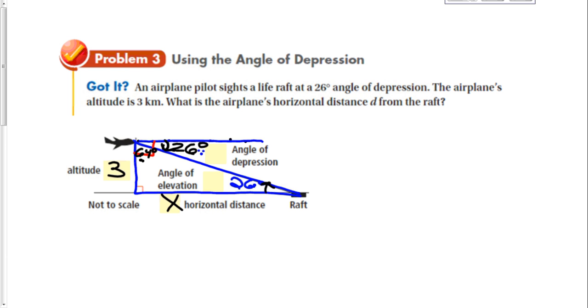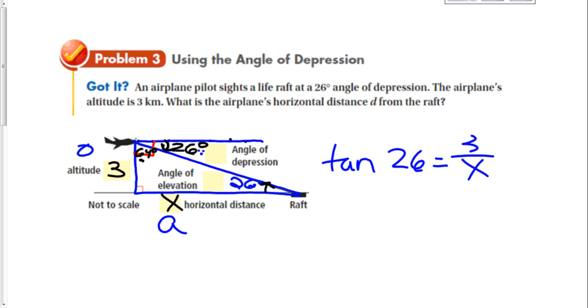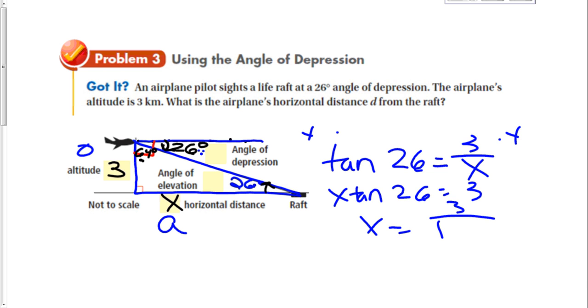So let's talk from the angle of elevation. All right, so from here, the 3 is my opposite. The x is my adjacent. So it's tangent again. So the tan of 26 equals opposite, which is 3 over x. Multiply both sides by x. To get x alone, I divide by the tangent of 26. So it's 3 divided by the tangent of 26. And I type that in. Doesn't tell me to round. So I get 6.150 kilometers. Careful of your angle of depression there.